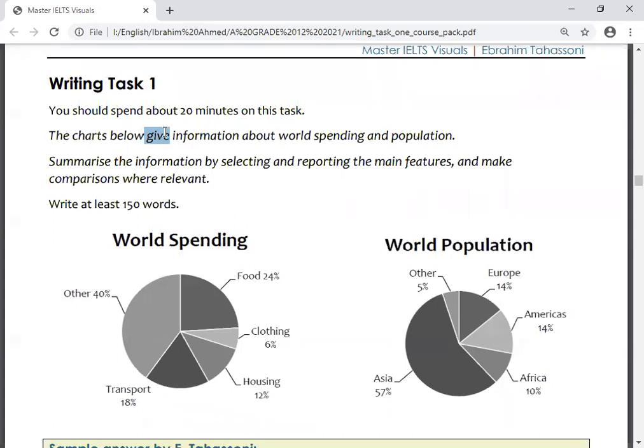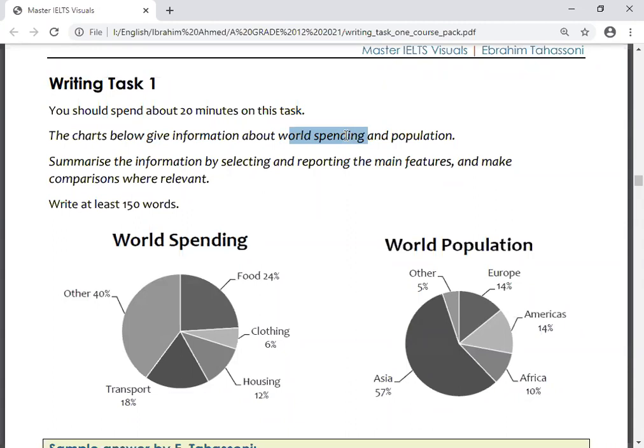Again, the charts below, this is the question. Give information about. About what? Just one thing or two things? No, two things. World spending, which is the title of chart 1, and population. World spending and world population. So don't focus on one thing and forget the other. You need to cover both charts. You need to cover the whole question, or you will lose marks.